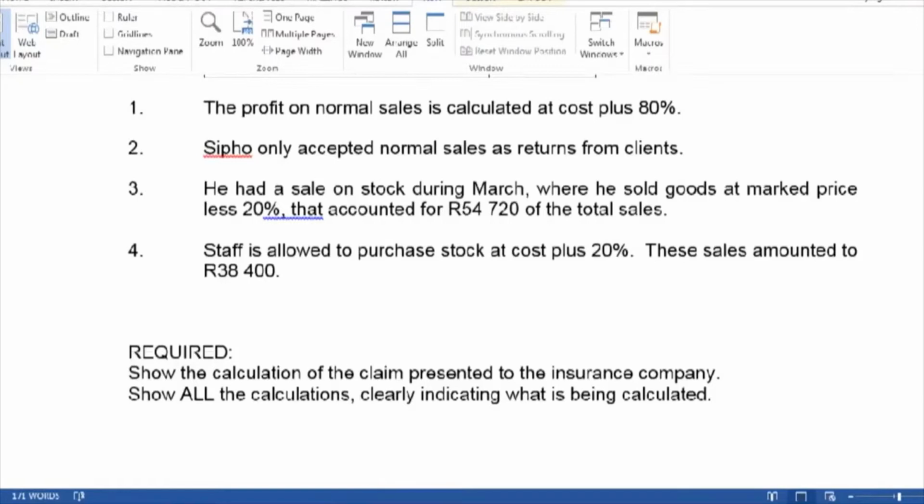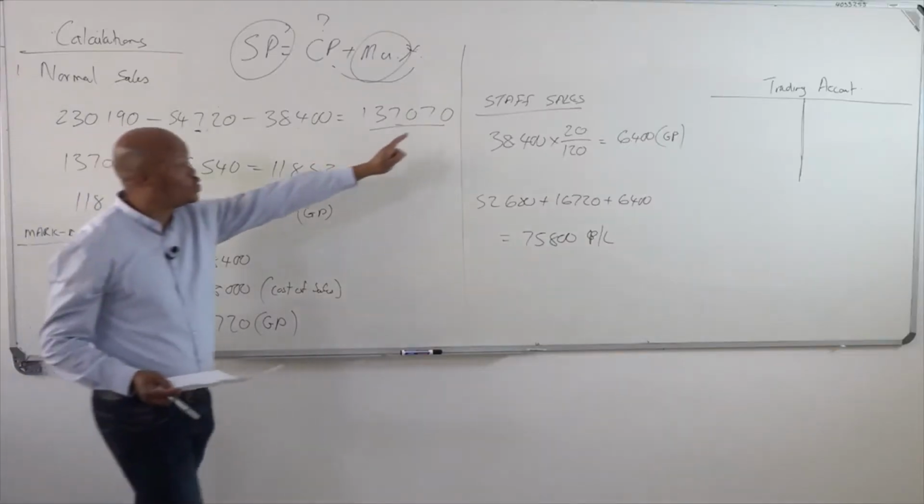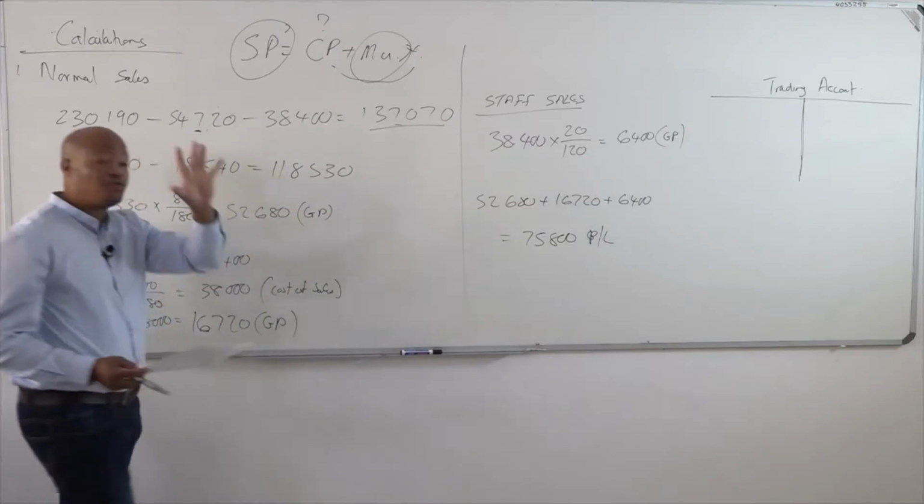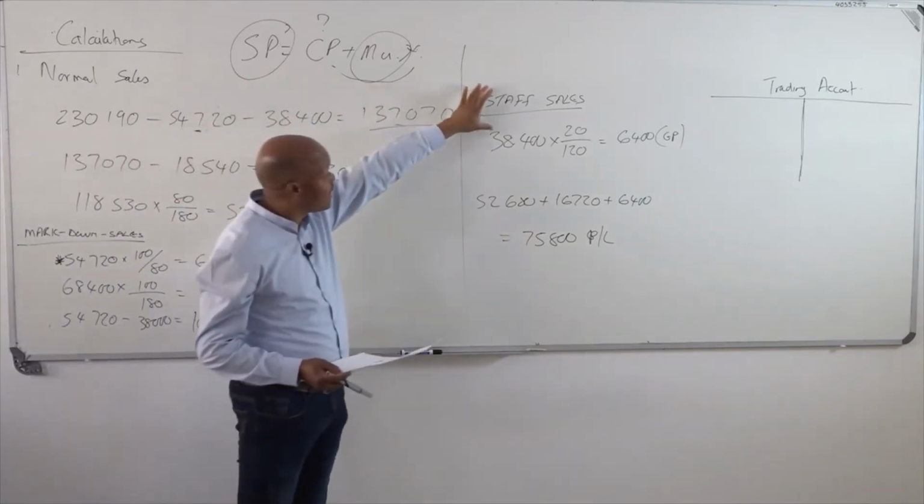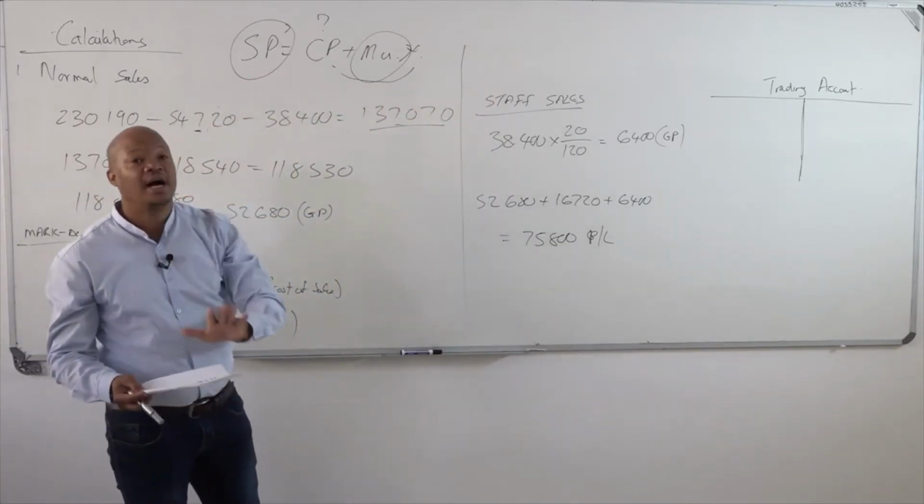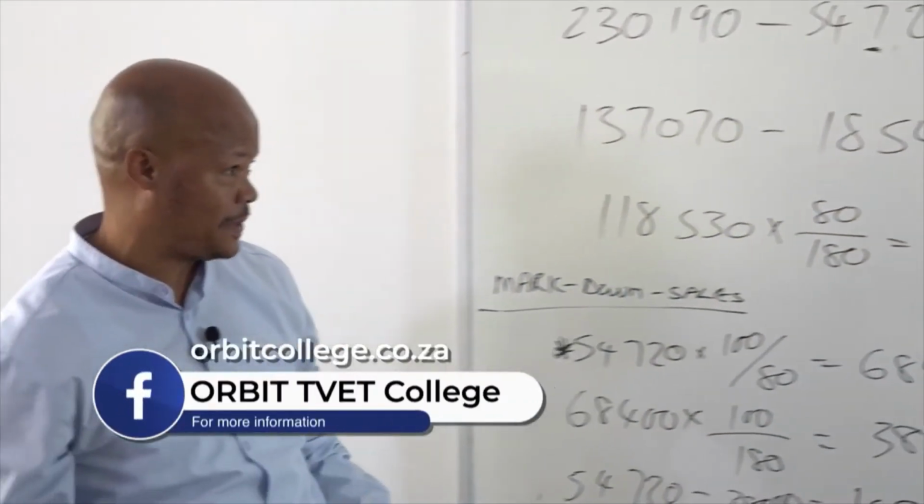I just want to draw attention to the requirements that say, show the calculations of the claim presented to the company. Show all the calculations, clearly indicate what is being calculated. So it's imperative that you have headings of what you are calculating. So if you are calculating staff sales, indicate normal sales, markdown sales, or staff sales, because it is a requirement according to this extract that I've given there.